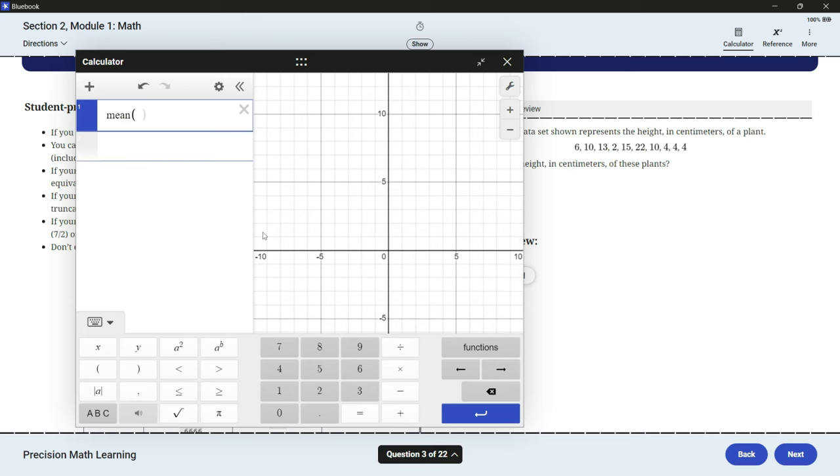But in this case, I'm going to use the mean feature. And then if I just type in my data set, we actually end up getting our average, which is 9. So that's a nice little shortcut to take when doing these data analysis questions.